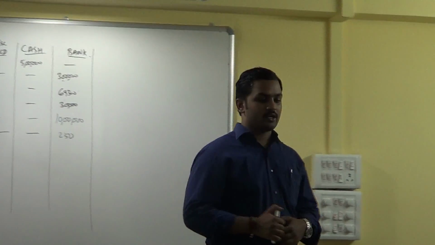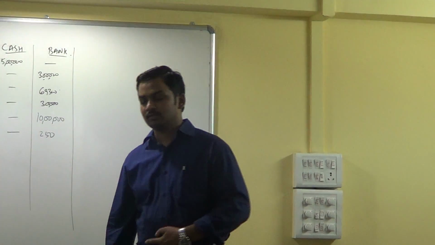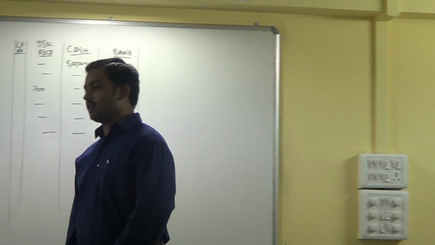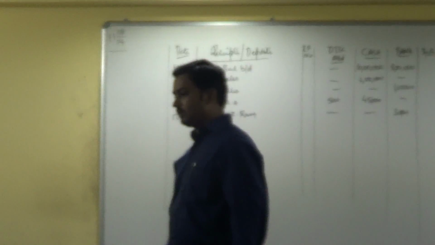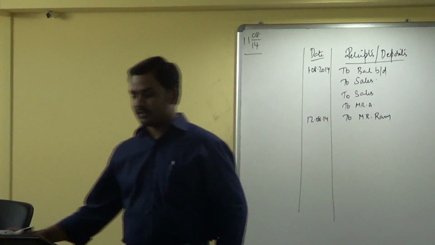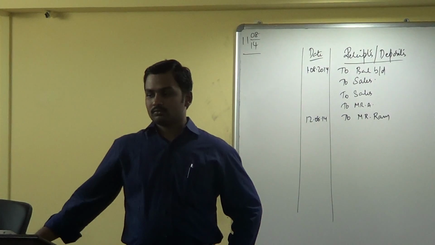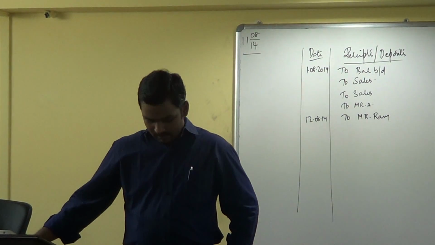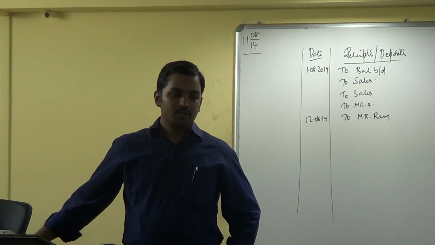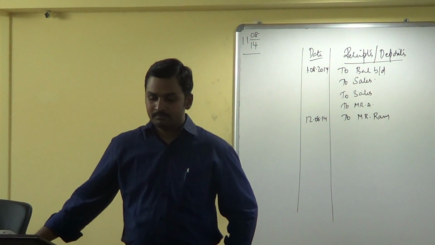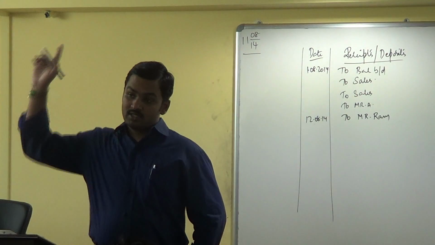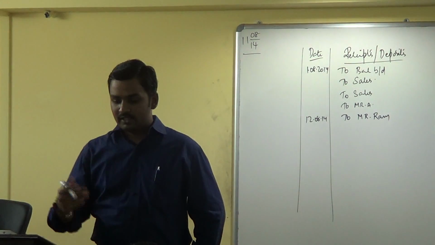Goods sold on credit to Mr. Karan, 30,000 rupees. Where will you record it? Sales book. Not here. Next transaction.